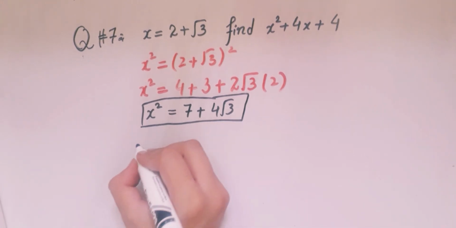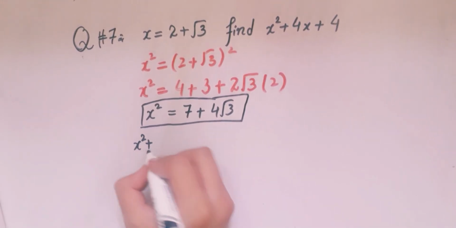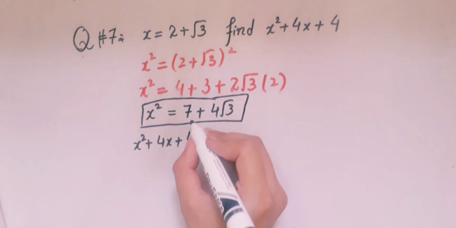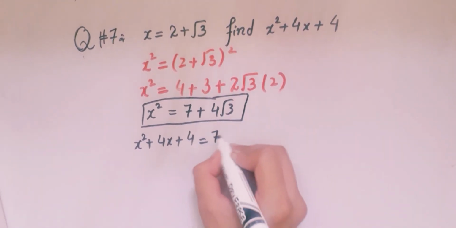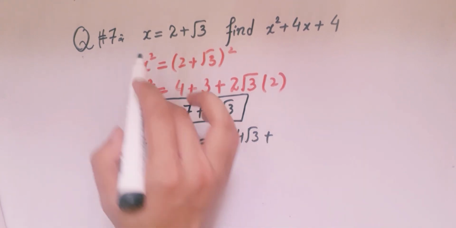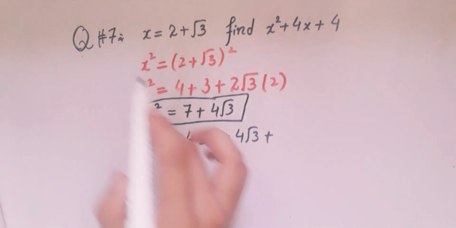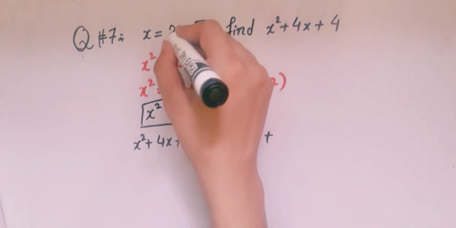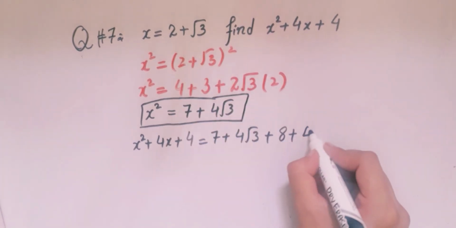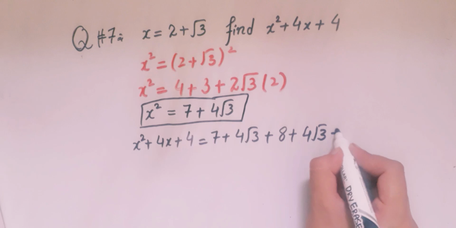Now we have to find x square plus 4x plus 4. So the value of x square is 7 plus 4 square root 3, and when we multiply 4 by this, we have 8 plus 4 square root 3 plus 4.